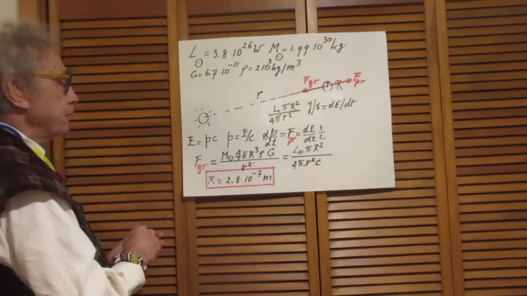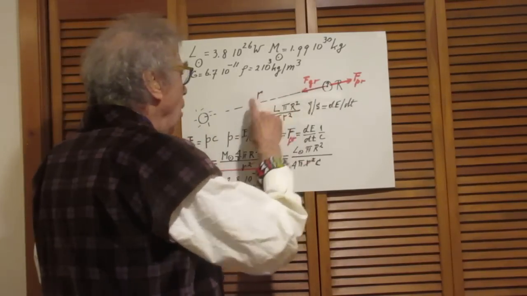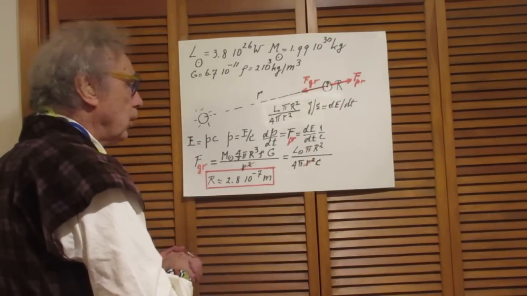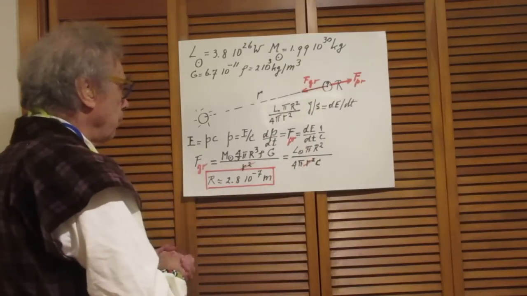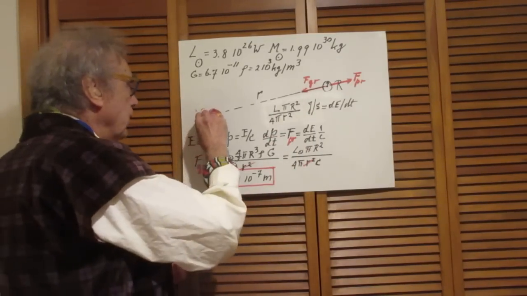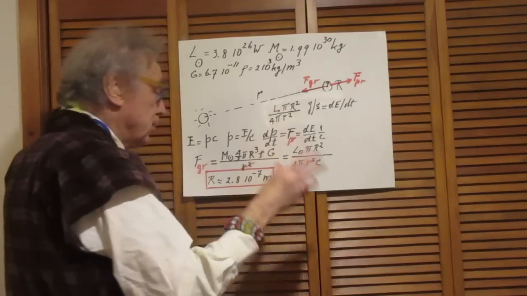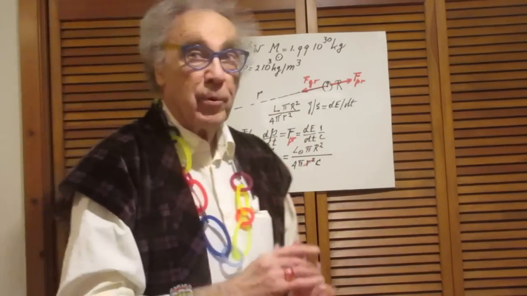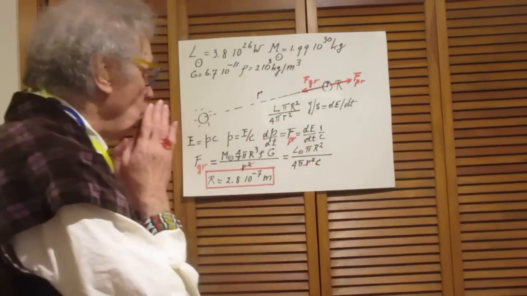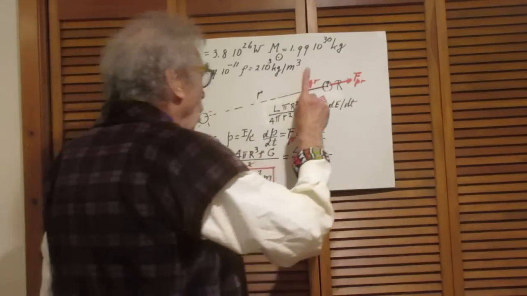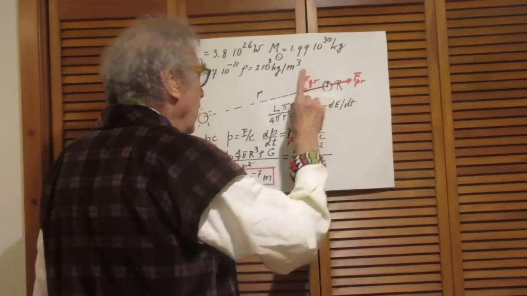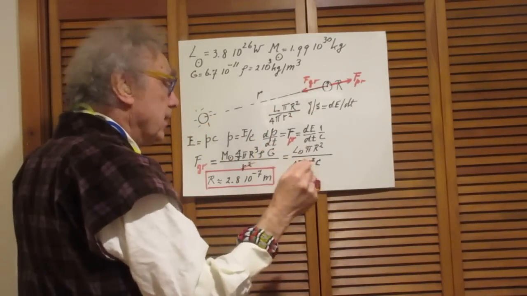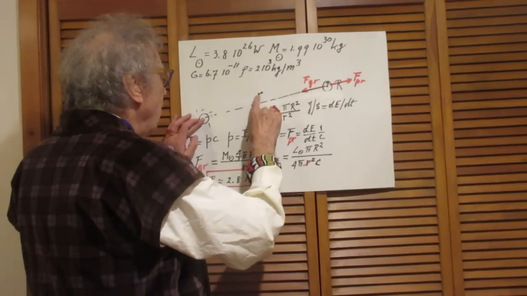Here is the sun, and at a distance small r is here one dust particle. We have assumed that the dust particle is spherical and it has a radius capital R. And all the radiation from the sun is absorbed by that dust particle, and that provides the radiation pressure. What would be the number of joules per second for every square meter at a distance small r from the sun?